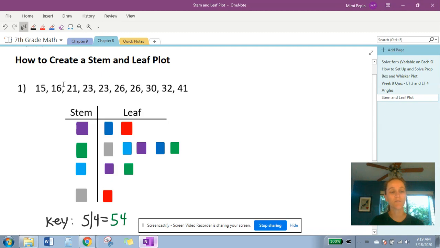So if I want to place 15 on the stem and leaf plot, I know that the 1 is going to go in the stem column because that represents 10, and then the 5 is going to go over here. So this represents the number 15.